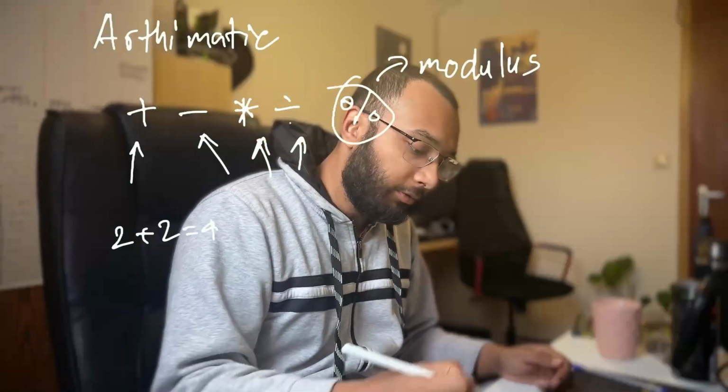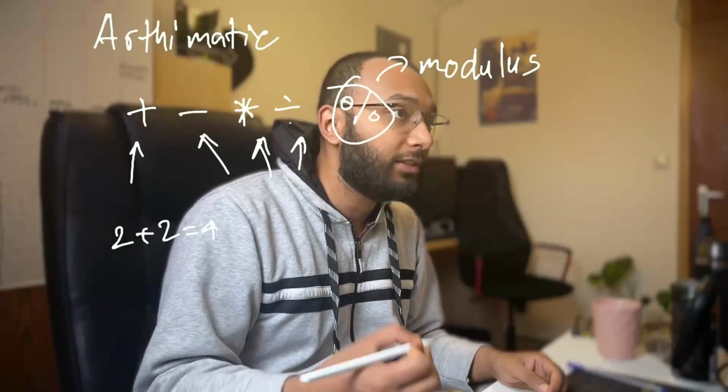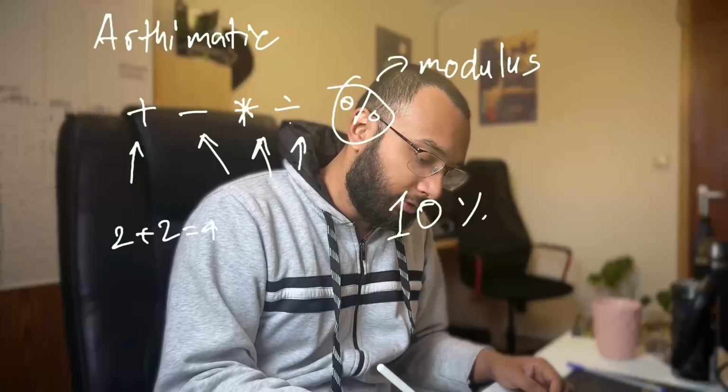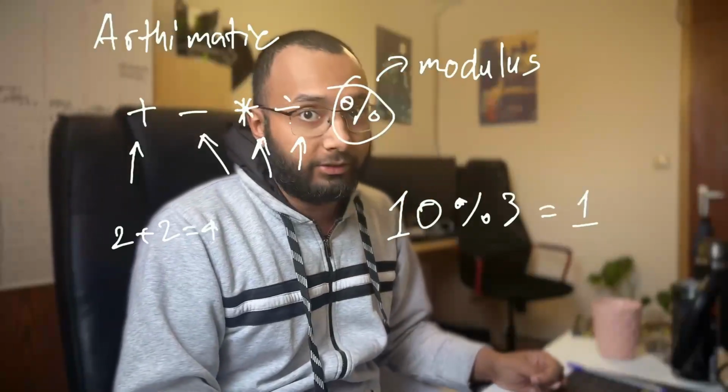So in programming, we have another operator called the modulus operator. What it does is that it actually gives you back the remainder. For example, if I give 10 modulus 3, the answer would be 1, because that's what remains.